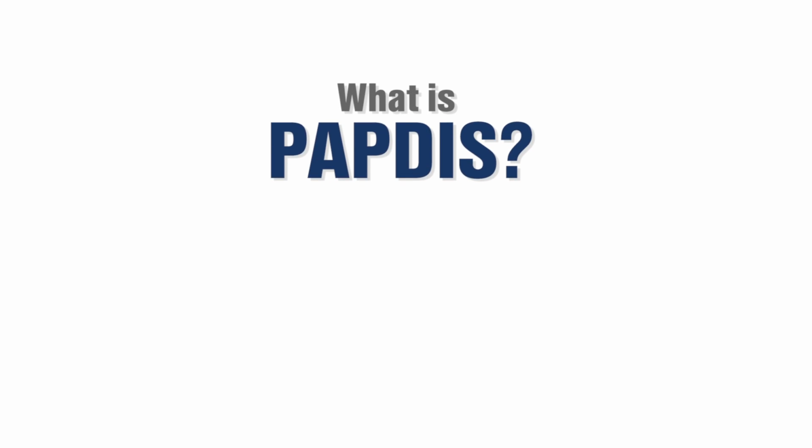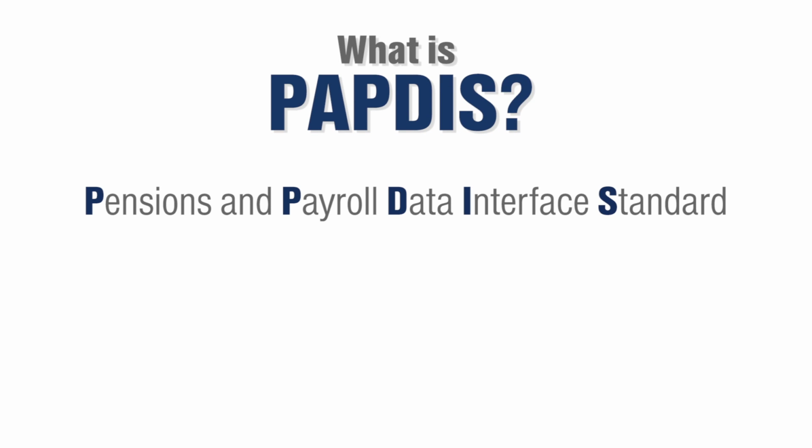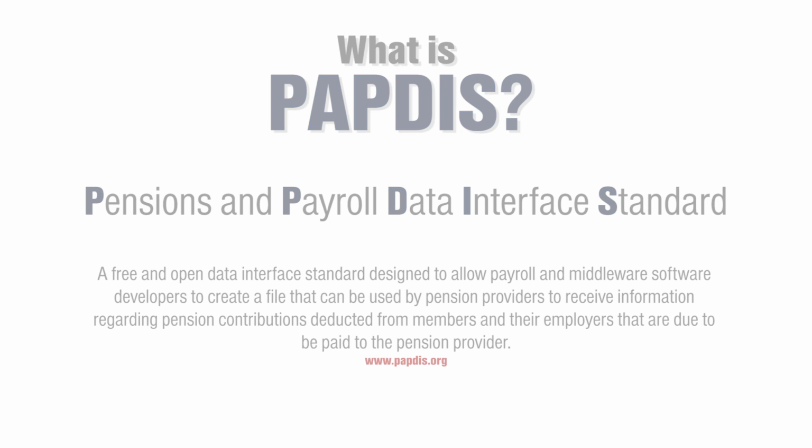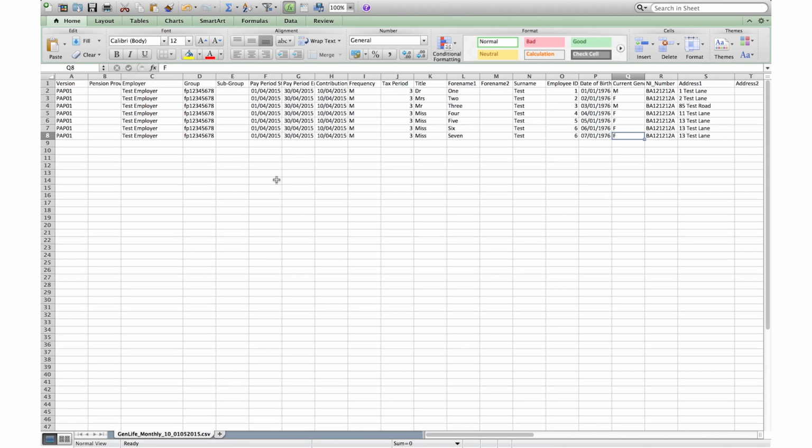One of the barriers to the success of auto-enrollment has traditionally been the difficulty faced with each payroll system producing a data output file in their own specific format, and each pension provider requiring input files in their own specific format, and the two are rarely the same. This is an example of a PAPDIS file.